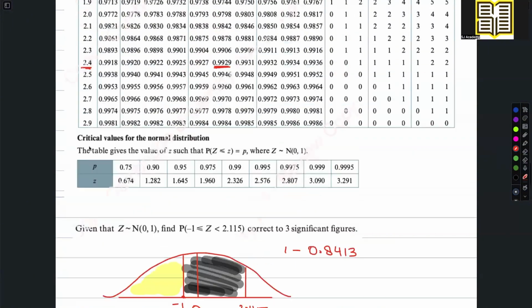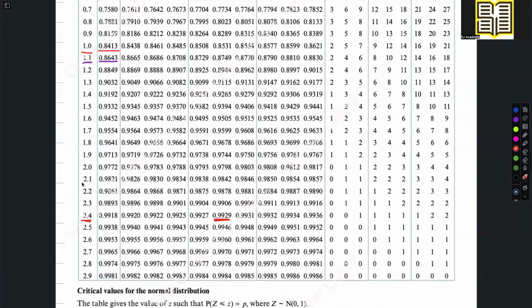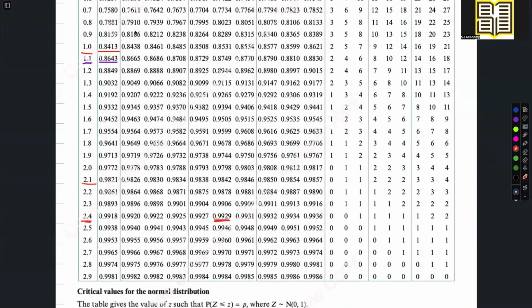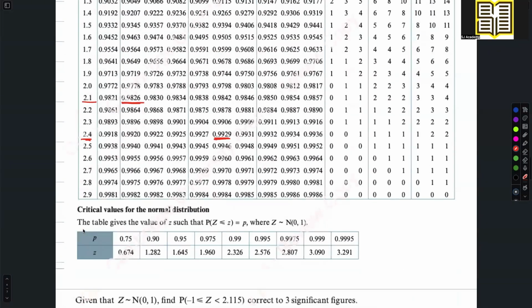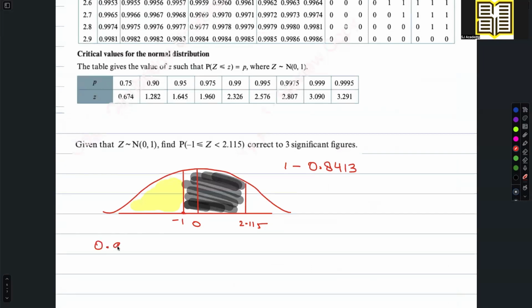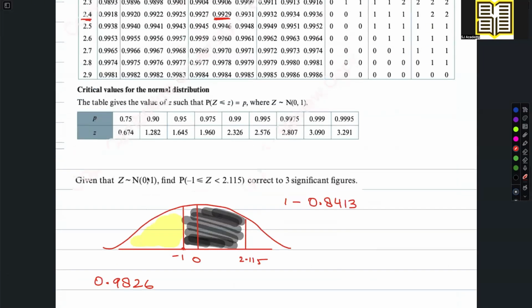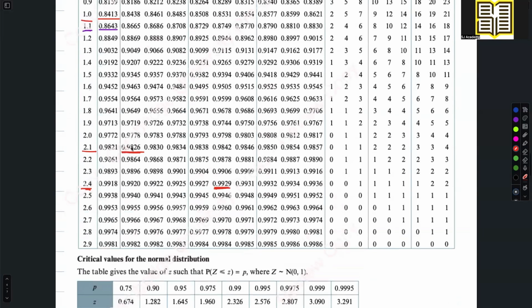So now, first finding the point 2.1. So this is 2.1. 2.11 is over here. So 2.11 is 0.9826. So this is 0.9826. And as it said 2.115.